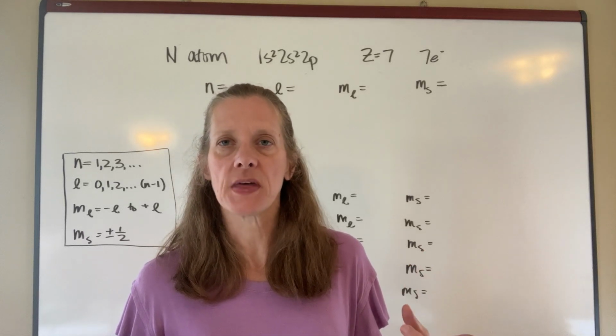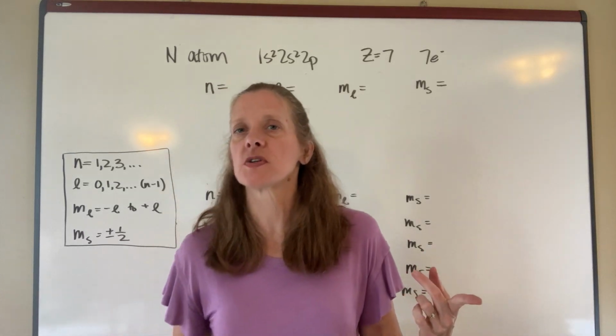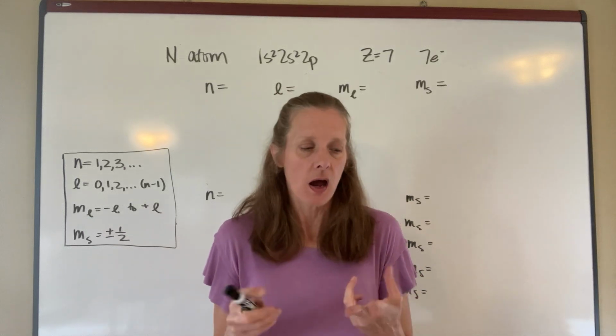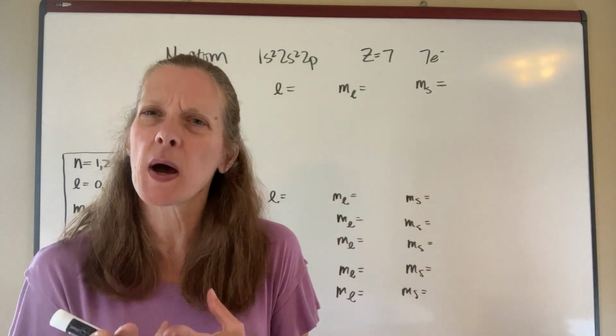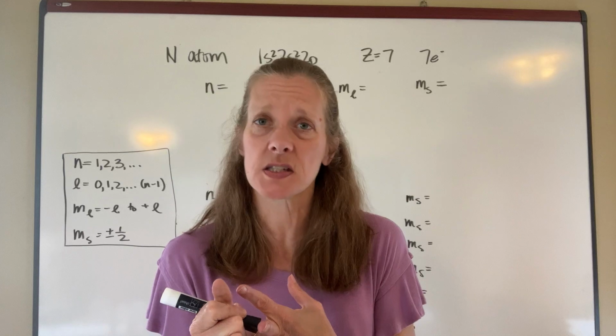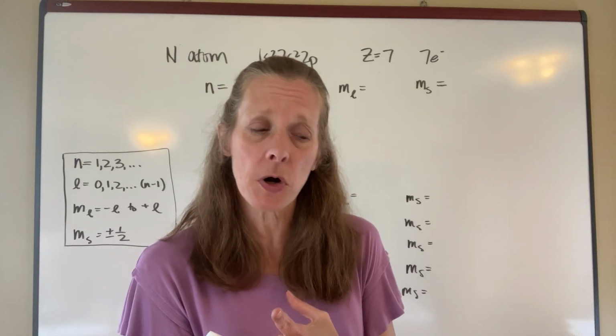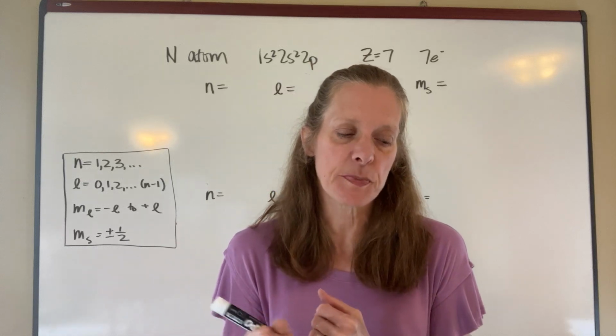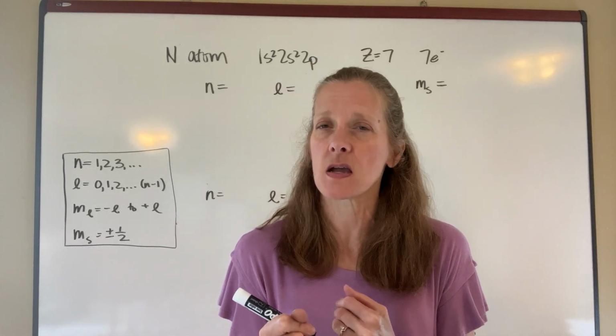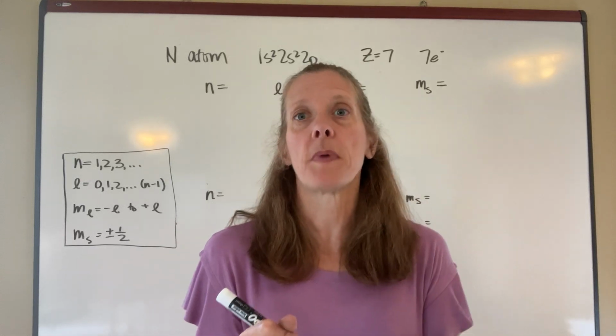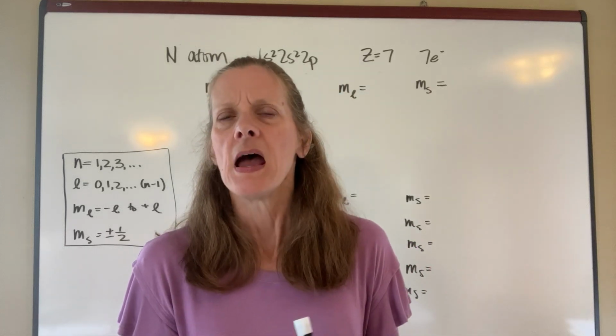And I mentioned that the principal quantum number was like the city that you're in. I mentioned that the azimuthal quantum number was like your street address, the number in the street. I said your magnetic quantum number was like your apartment number. And then I said the magnetic spin quantum number was like which bedroom you're in. Are you in the front bedroom or are you in the back bedroom?